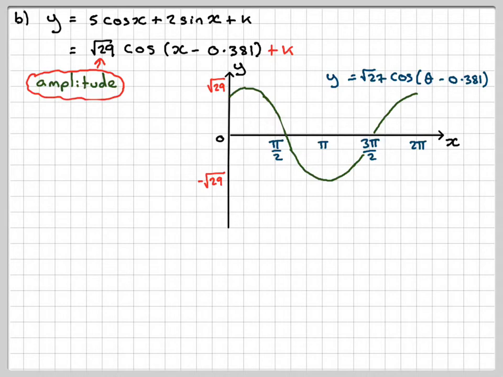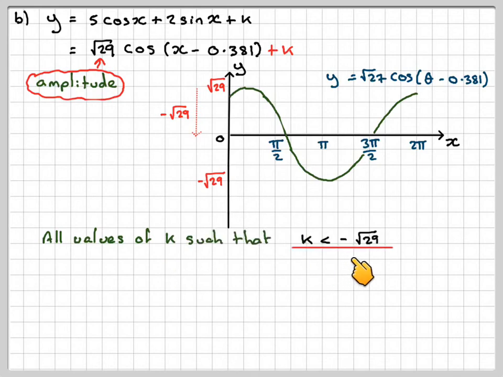But you'll see that the amplitude, in order for the whole curve to be below the x-axis, will need to move down minus root 29. So therefore, all values of k such that k is less than minus root 29. It can't be equal to minus root 29 because it will be just touching the axis. So all values of k less than minus root 29 will ensure that the curve lies completely below the x-axis.